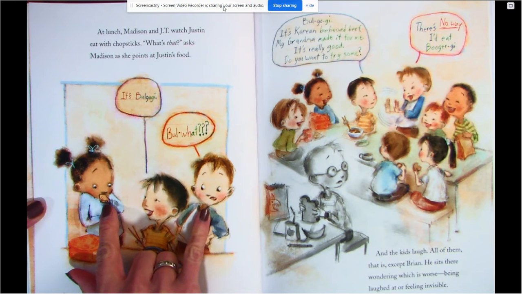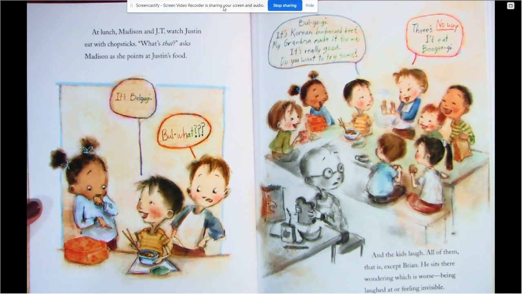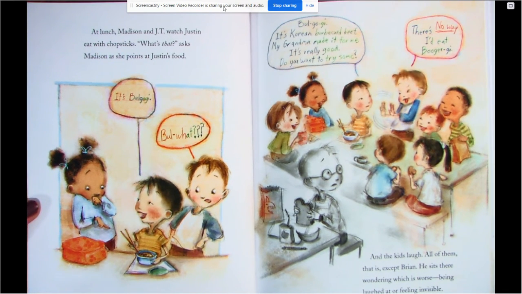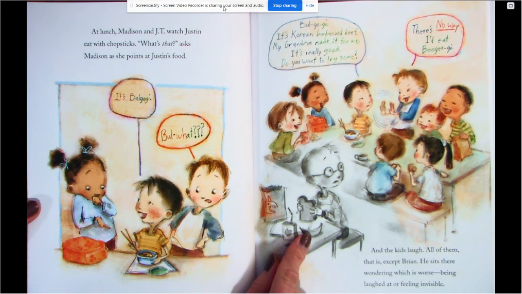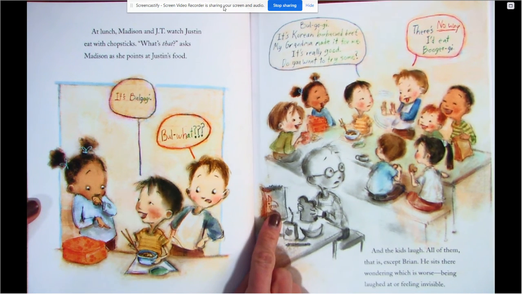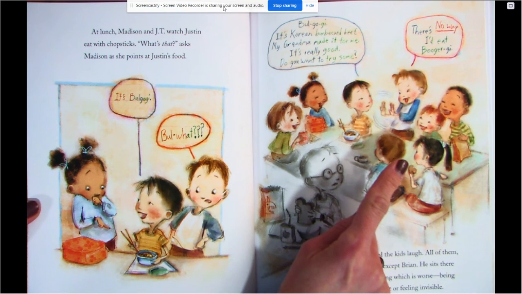Look at their faces. Would you like to see friends look at you that way? Here they all are, around the lunch table. Notice that Brian is sitting by himself. Look at his lunch bag. Look at their faces, their expressions.